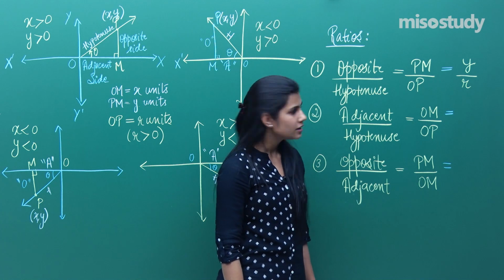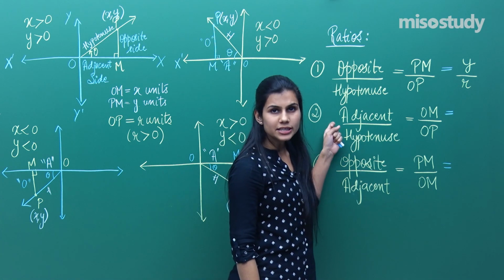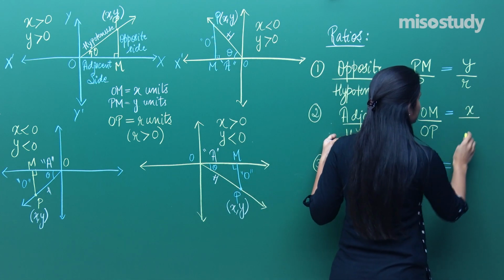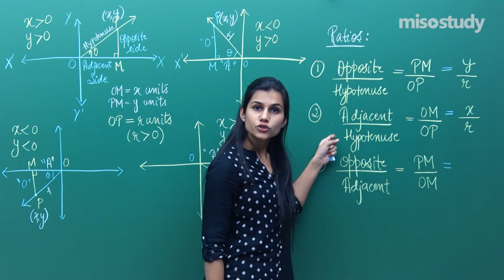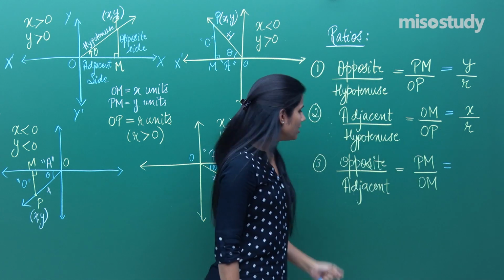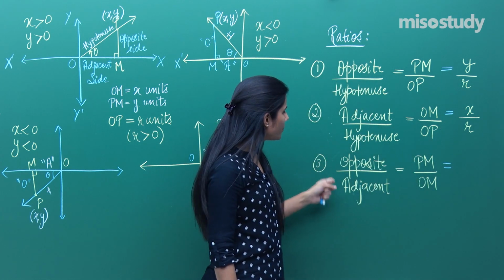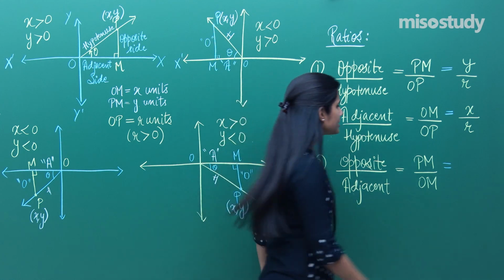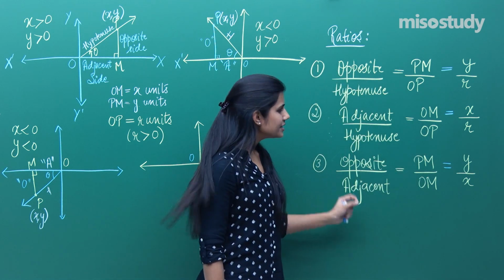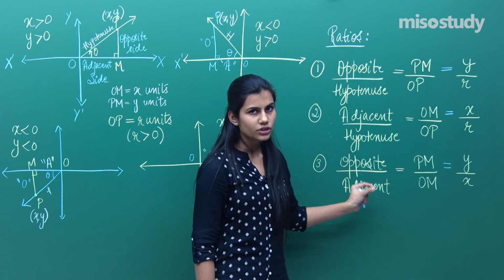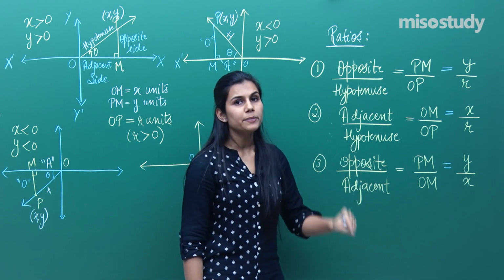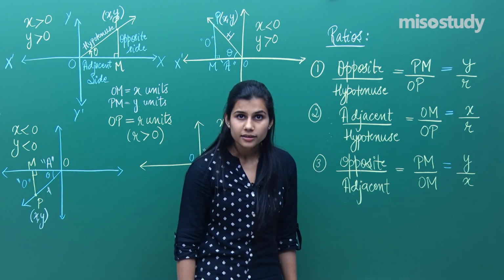Y upon r. Next, moving to the adjacent upon hypotenuse ratio. The adjacent side has the length x and OP is again equal to r. So your adjacent upon hypotenuse becomes x upon r. Again, if I move to the third ratio, which is opposite upon adjacent, what happens to this? This becomes y upon x. This is the representation of all these three ratios in terms of the lengths of the three sides which make up the triangle of reference, OMP.